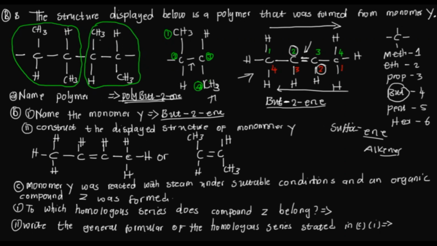So after the steam was added to monomer Y, an alcohol was formed. Roman number 1, to which homologous series does compound Z belong? The Z was formed after the addition of water, so this should be alcohol, or alkanol. Then we have the last question. Write the general formula of the homologous series stated in C1. These are alcohols, so they have the formula CnH2n+1OH. So these are the answers for this video.